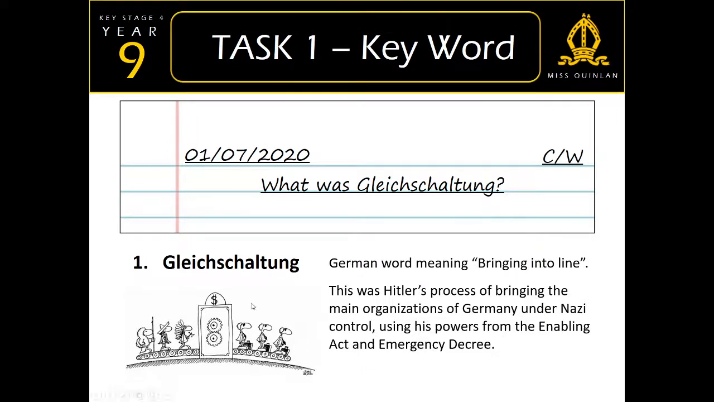If you look at this cartoon, you can see all this different stuff being turned into being all the same. That is a visual representation of what Hitler's trying to do here. All of these different organisations with different political beliefs and different ideas are going to be brought under the same Nazi ideology and the same Nazi leadership as part of this process of Gleichschaltung.